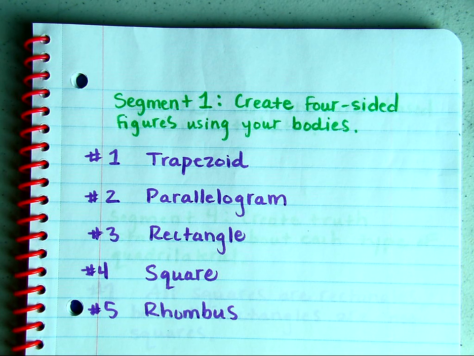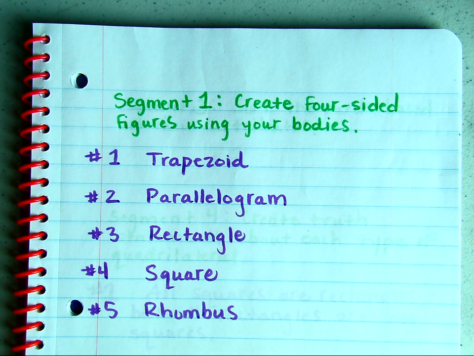The third shape I want you to build is a rectangle. Okay, go. Okay, a rectangle is a type of parallelogram because it has 2 sets of parallel lines. But a rectangle also has 4 90-degree angles, or 4 right angles.